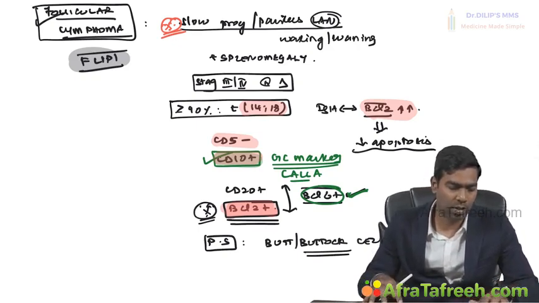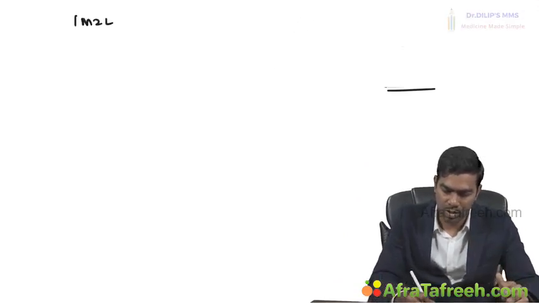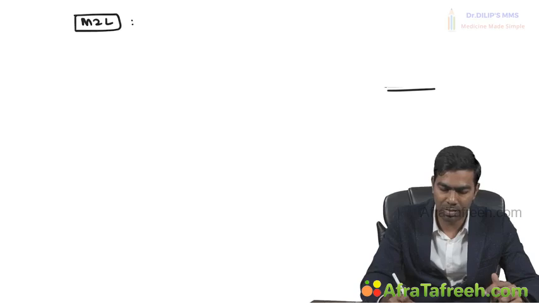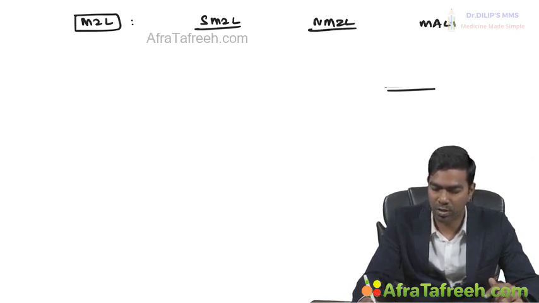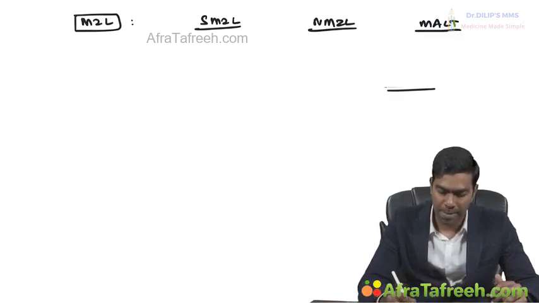Then you have something called marginal zone lymphoma, MZL. Generally there are three types of marginal zone lymphomas. You have splenic marginal zone lymphoma, then you have nodal marginal zone lymphoma, then you have extranodal, that is called MALT lymphoma. MALT is a type of marginal zone lymphoma only.